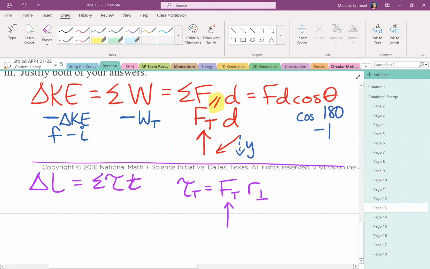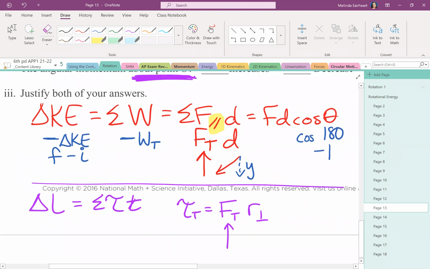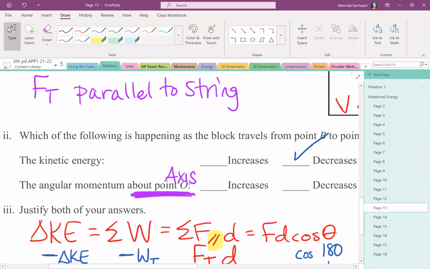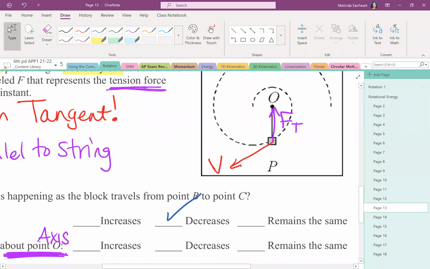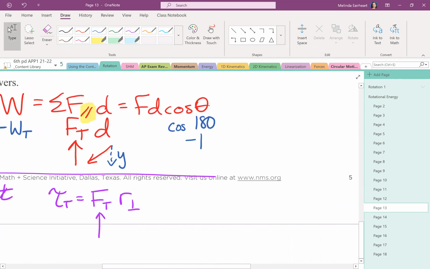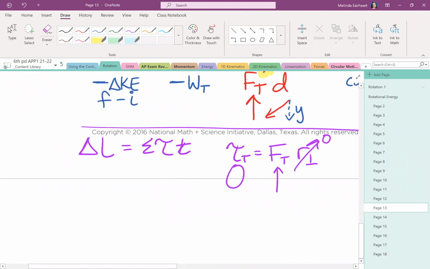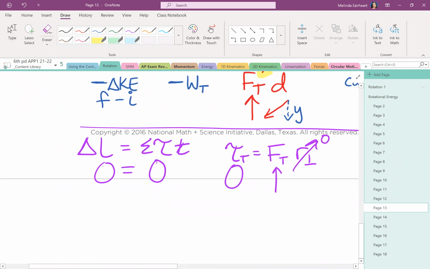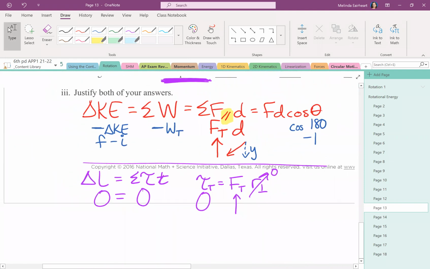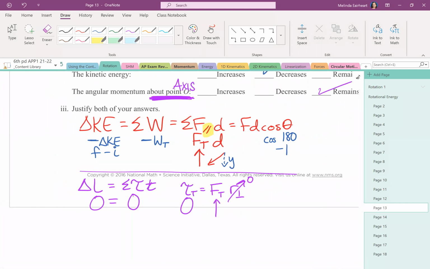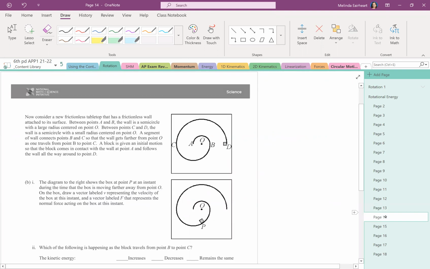Tension is up. Does it have a horizontal lever arm or even a component for it? About zero. This is pushing on the hinge. No lever arm for the tension force. No torque due to tension. And so what's going to be the change in angular momentum? Zero. How do we check our box? Remains the same.